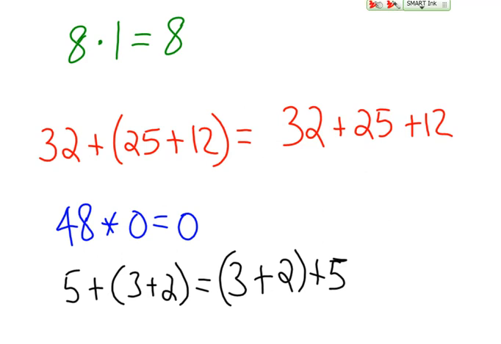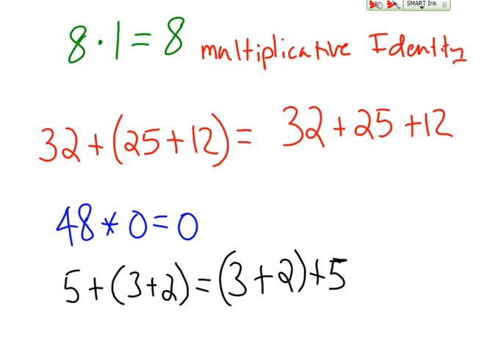Starting off here, we have 8 times 1 equals 8. And this is an example of the multiplicative identity. What that states is that anything times 1 is just itself. So if you had 10 times 1, that would equal 10. 100 times 1 is equal to 100. The only exception, I believe, is 0 times 1, and 0 kind of takes precedence because that is 0. But everything else, when it's times 1, it is just itself. And that is the multiplicative identity.